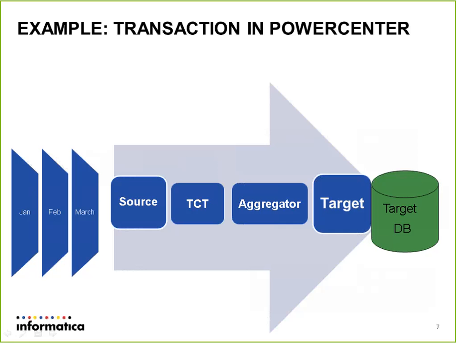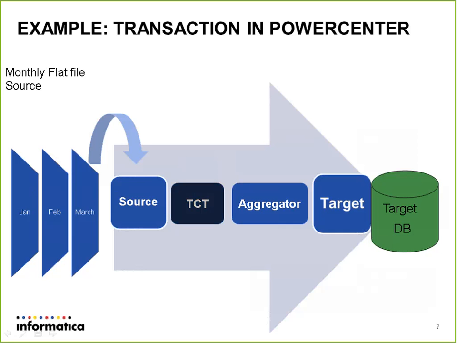In this example, there are separate flat file sources for the months of January, February and March. The PowerCenter mapping reads the data from the source files using the indirect file mechanism. Imagine that you have a transaction control transformation in the mapping that controls the transaction boundaries for the incoming rows of data with respect to each month.